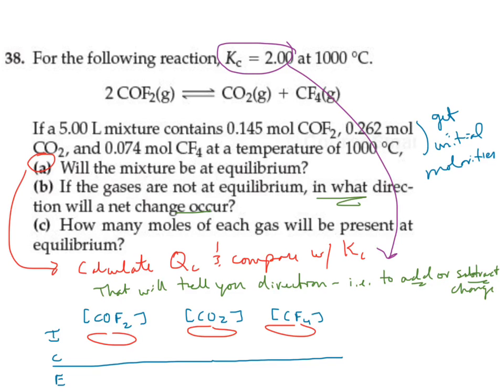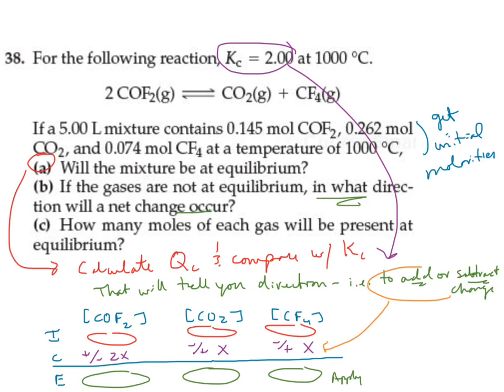Coefficients, be careful. We do have a coefficient of 2 in front of the COF2, and coefficients of 1 in front of the CO2 and the CF4. That's why I put plus or minus, because I didn't know. You're going to have to find out. So this is going to be either plus or minus 2x, and then this will be either minus or plus x, or minus or plus x. And then it's the same as the previous problems.